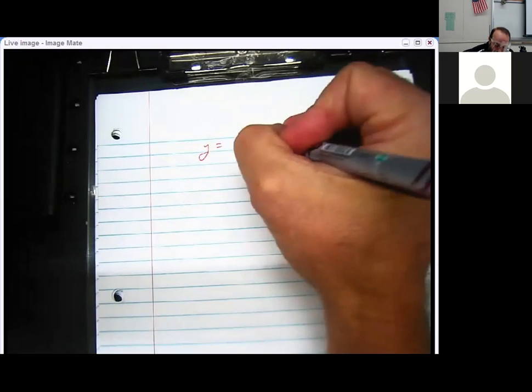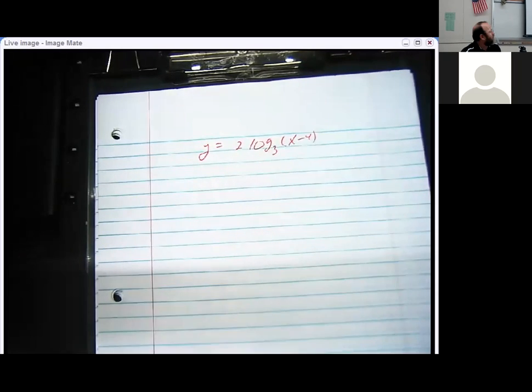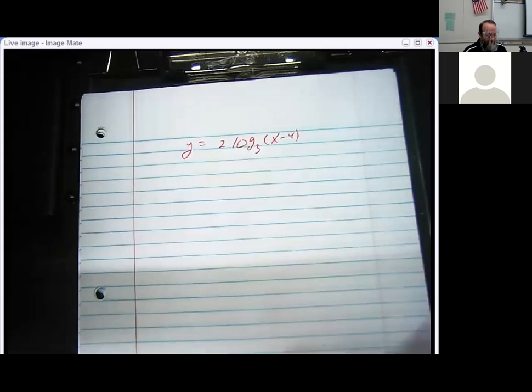I have twice the log base 3 of x minus 4. And one of the reasons I spend so much time on graphing by transformations is that by the time you reach this level, you should know a bunch of stuff. Even if you have no clue, which you probably don't, what a log looks like, I know that whatever that log is, what happened to it?